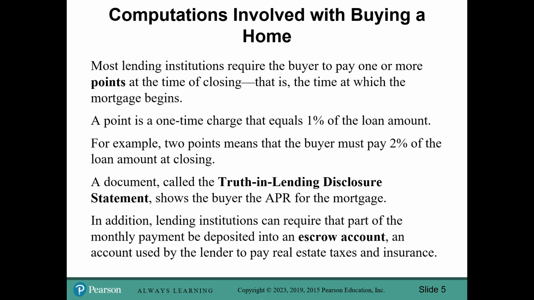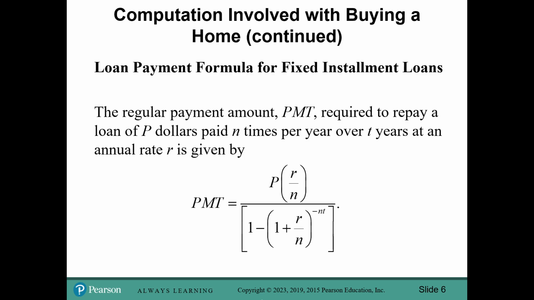A document called the Truth in Lending Disclosure Statement shows the buyer the APR for the mortgage. In addition, lending institutions can require that part of the monthly payment be deposited into an escrow account, an account used by the lender to pay real estate taxes and insurance.